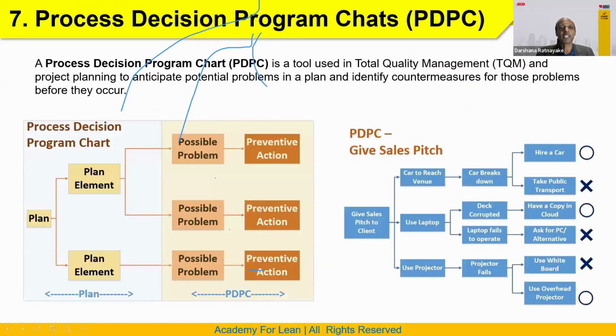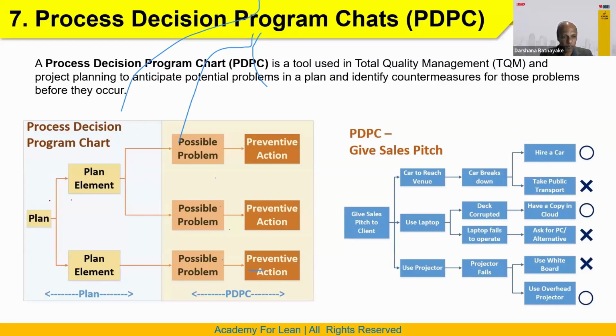That's called the process decision program chart, PDPC. If you type PDPC, you will get this tool. This is the last tool. This is a wonderful chart, very easy to use, and it's wonderful for getting decisions. We'll take only 2 minutes.